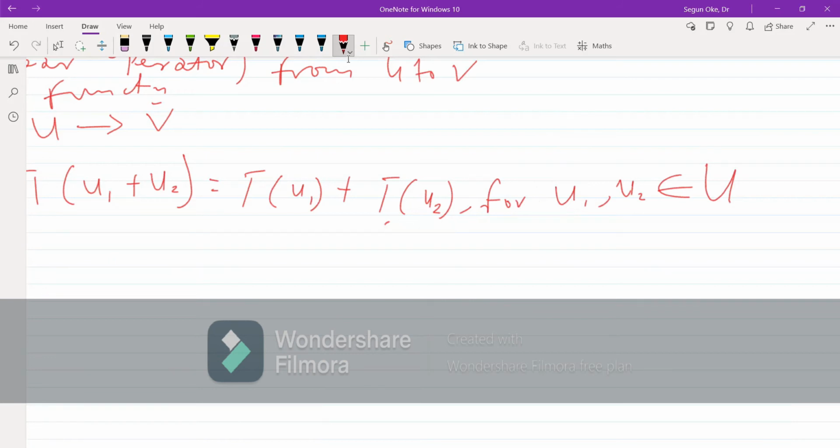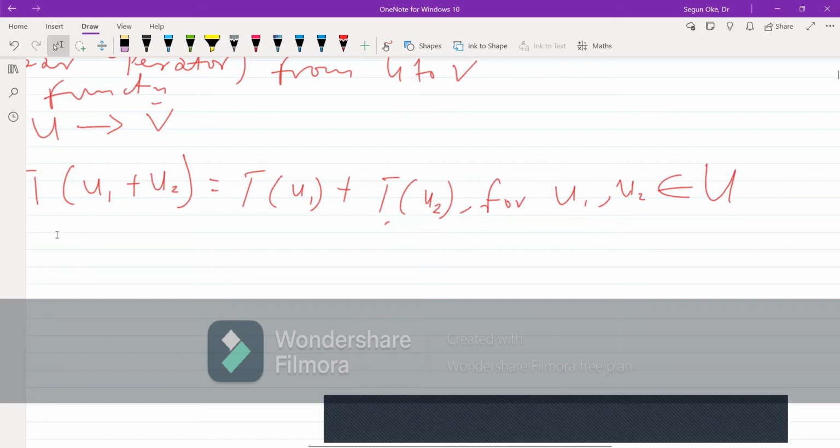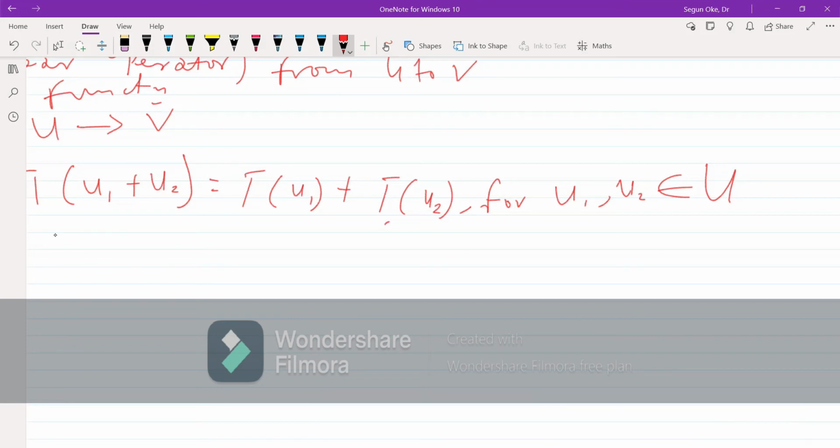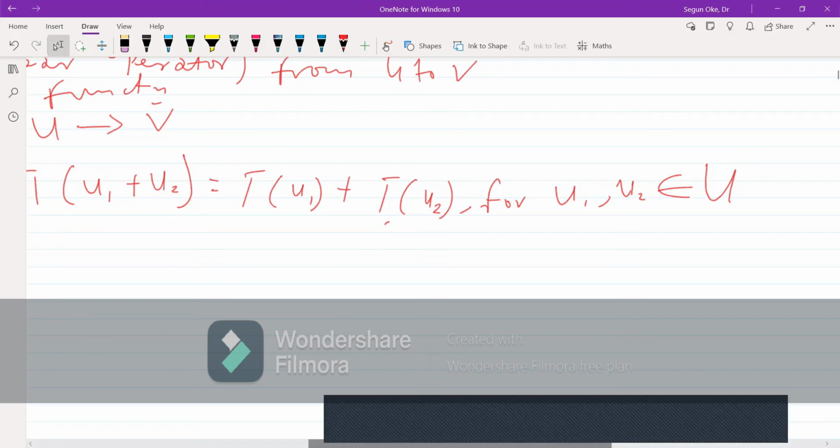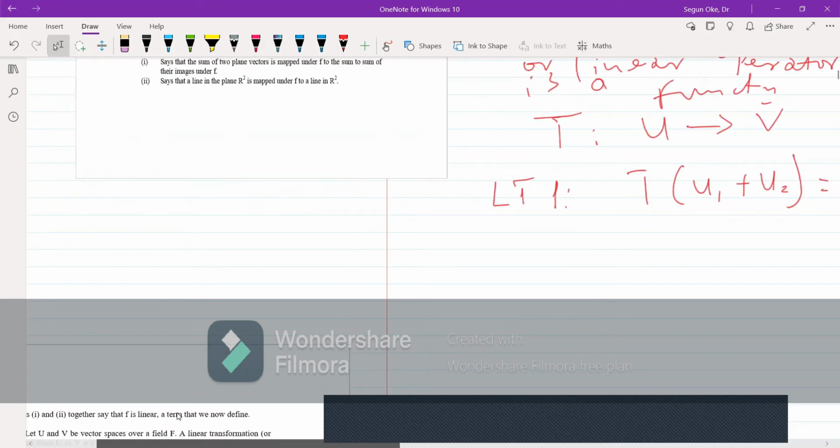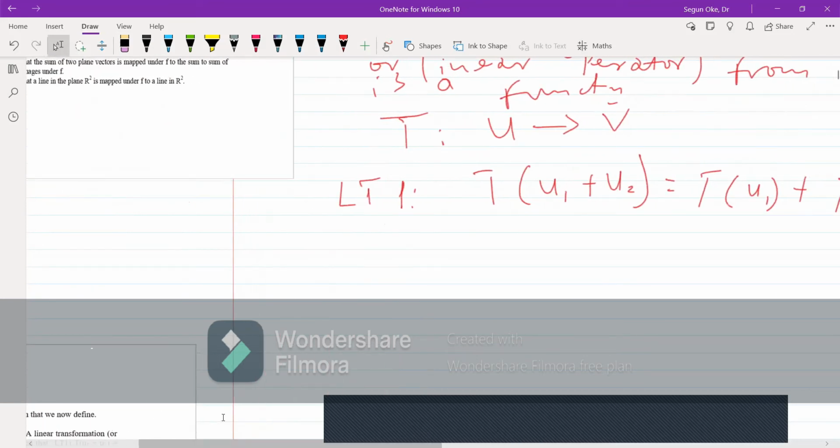I believe you have the preliminary knowledge of all this. I'm just trying to remind us of some of those things that we learned in the first semester in Linear Algebra 1. For us to be able to move forward, we need to remind ourselves of these basics, so that we are on the same page.